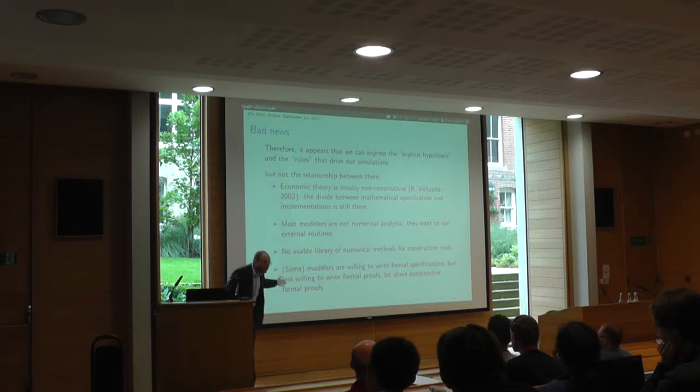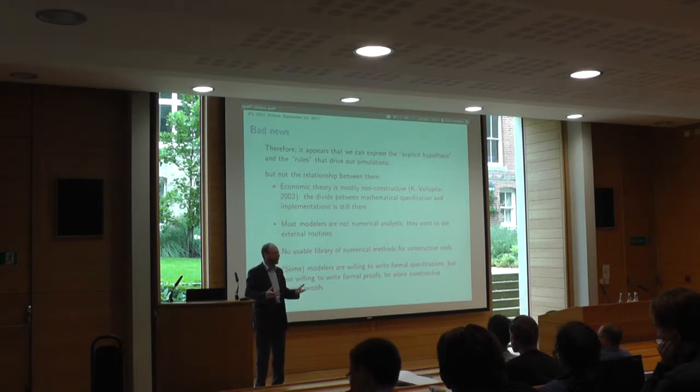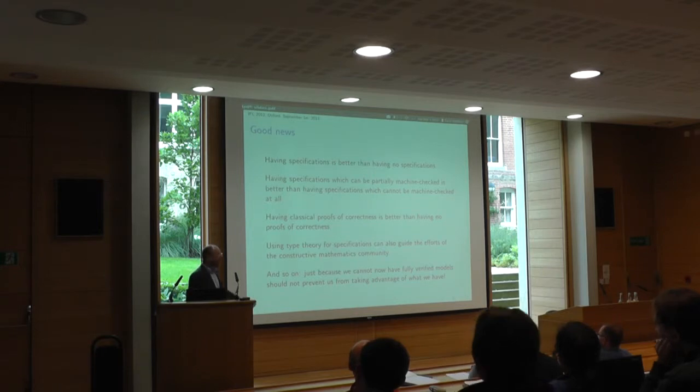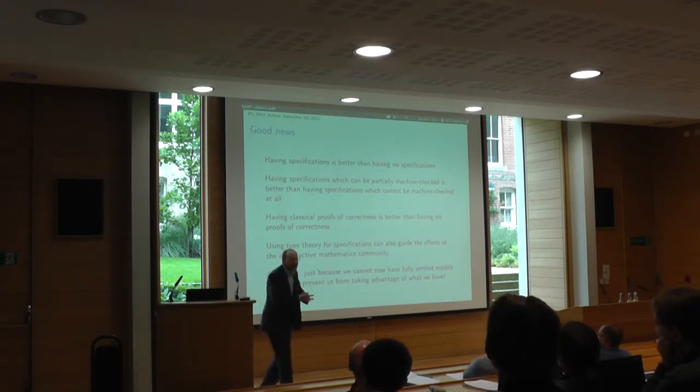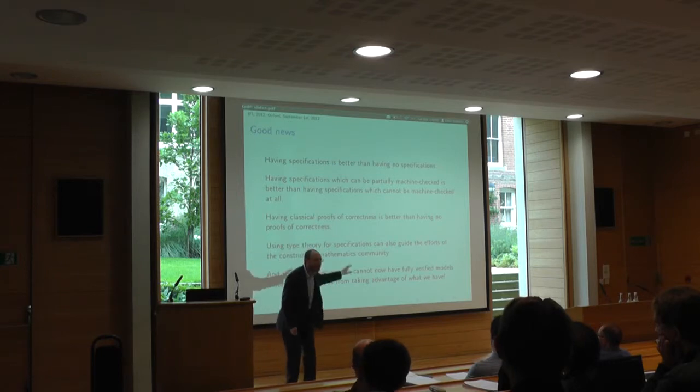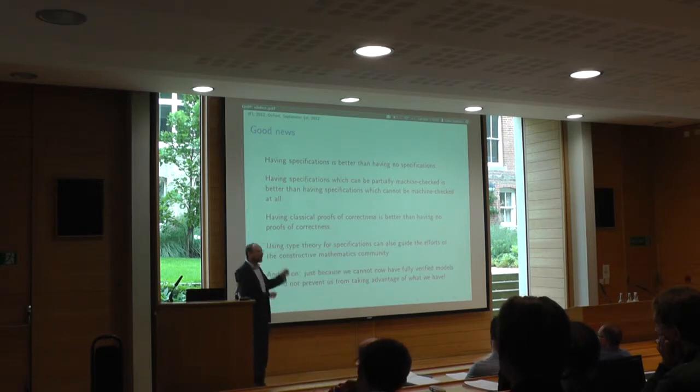And people are, to a degree, willing to give proofs of correctness of programs, especially in contexts where it's important. They are less willing to give formal proofs of correctness of programs, but they sure as hell aren't willing to give constructive formal proofs of correctness. I think that's not so bad. We now have this explicit hypothesis there in the code. They are at least checked for syntactic correctness.